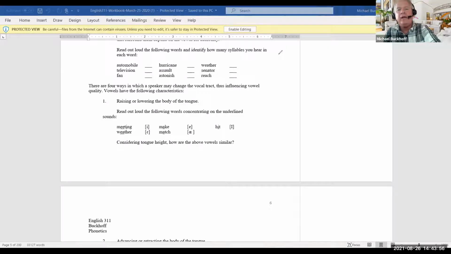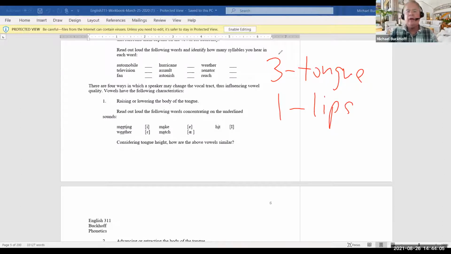Okay, so 3 involve the tongue and 1 involves the lips. Put that in your notes. So then if I ask you to describe the 4 characteristics of vowel sounds, at least you know there's 3 things that happen with the tongue, and then 1 thing happens with the lips. And those 4 things is basically how we produce vowels in the vocal tract. So let's take a look at what's happening with the tongue. Number 1, raising or lowering the body of the tongue.